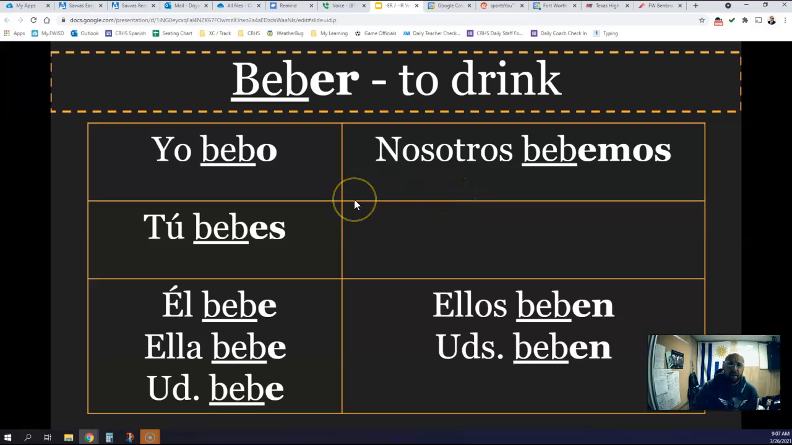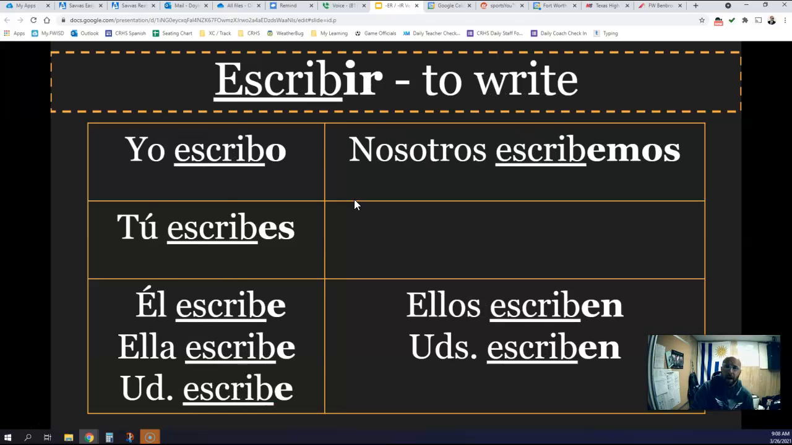All right, let's look at our IR verbs. We're going to practice these for a couple days, so you get some time on this. Our IR verb: escribir, to write. If we were in class, I'd sit here and talk about back in the olden days when we didn't have recordings of things, you had to have somebody write stuff down for you, and they were called a scribe.